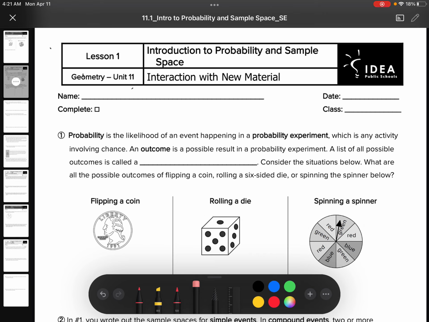Please just follow along with the worksheet, and then you will have 2 pages of homework to do at the end. Today's lesson is Lesson 1, Introduction to Probability and Sample Space.